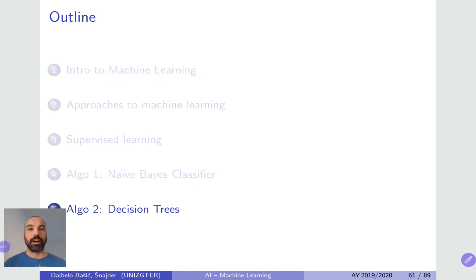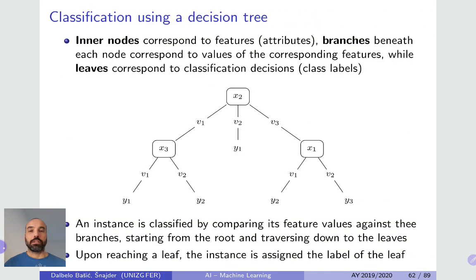In the last fifth part of today's lecture, we'll look into decision trees. The nice thing about decision trees is that they represent the decision, as the name suggests, via a tree. So we can really look into how the decision is being formed. The tree will consist of the inner nodes, which will correspond to features or attributes, the branches, which will correspond to values of the features, and the leaves will correspond to the final decision.